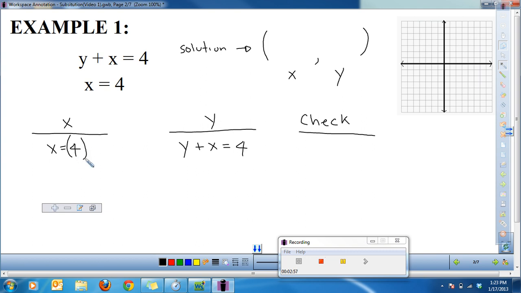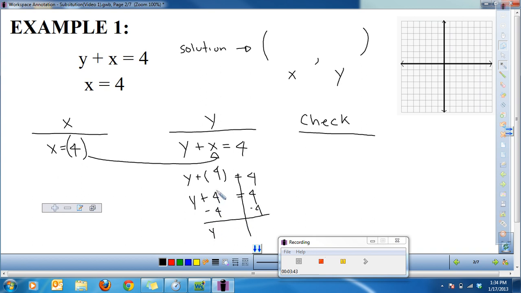So I'm going to substitute this in for x. And I put parentheses around this because I want us to remember to use parentheses when we're substituting. So I'm going to rewrite y plus parentheses equals 4. So I know that x is 4, so I'm going to go ahead and substitute in 4 for x. Now I'm noticing that this is a one-step equation, and I have y plus 4 equals 4. So how do I get y by itself? Well, 4 is being added to y, so I'm going to minus 4 from both sides.